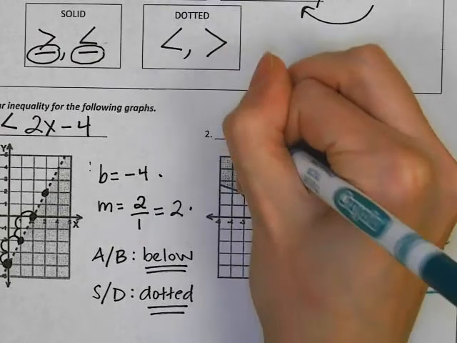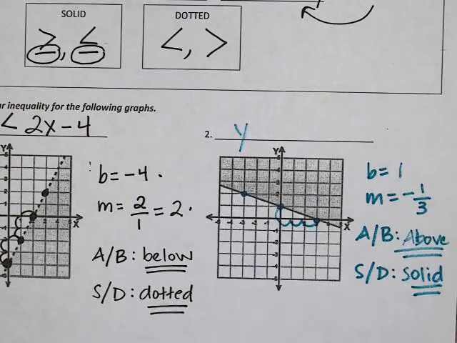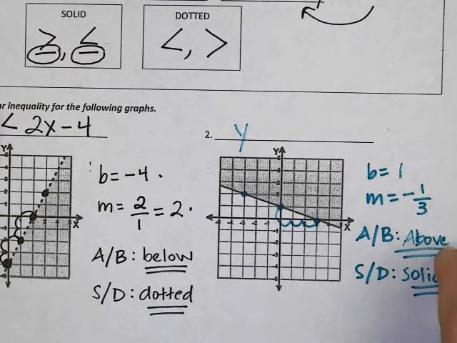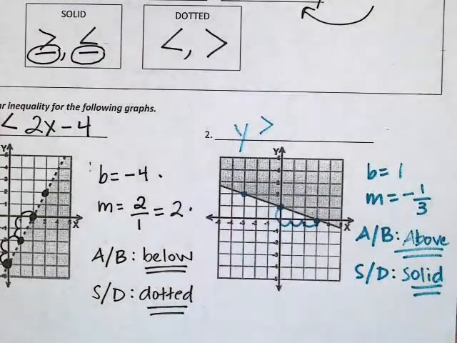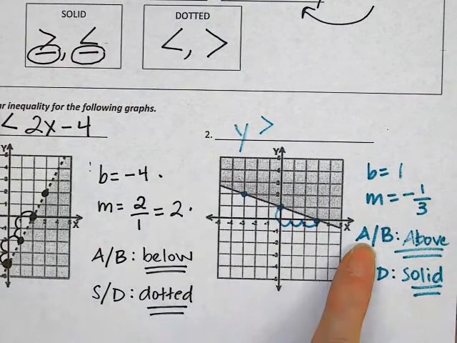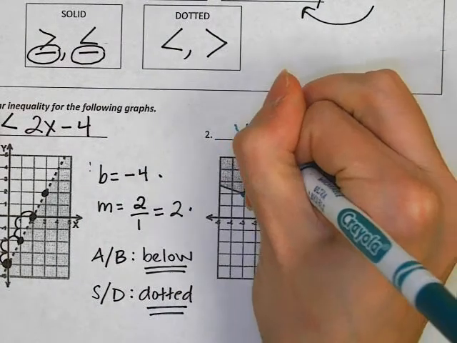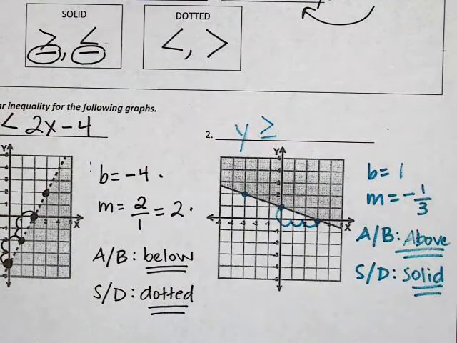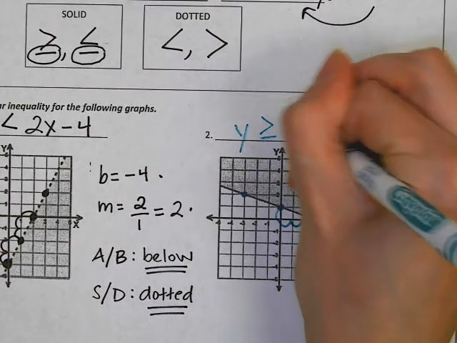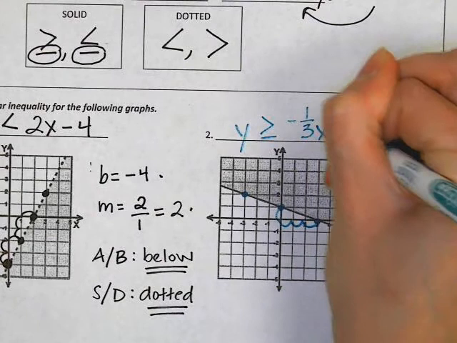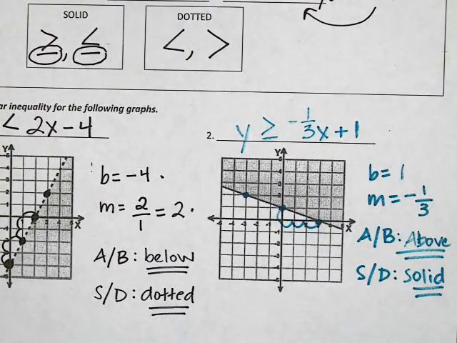So it's going to start with y, right? It's above. Above means greater than, but it's also solid. And if it's solid, you got to give it that extra or equal to. And then mx plus b. Negative 1/3 x plus 1. All right, that's it. So writing the equation given the graph.